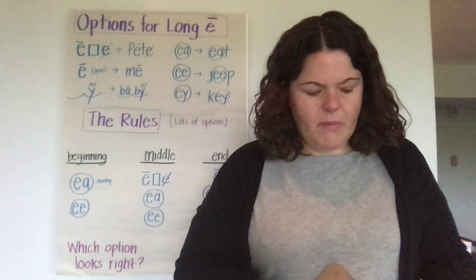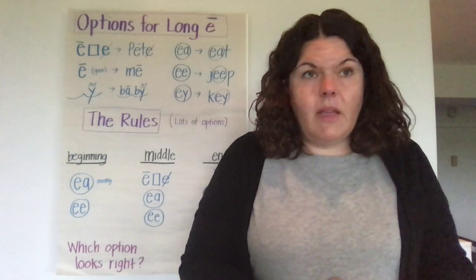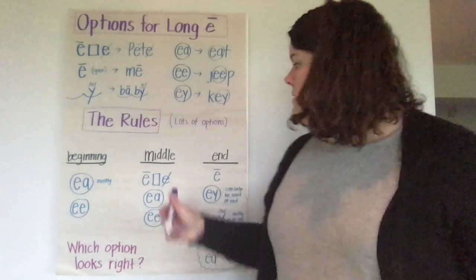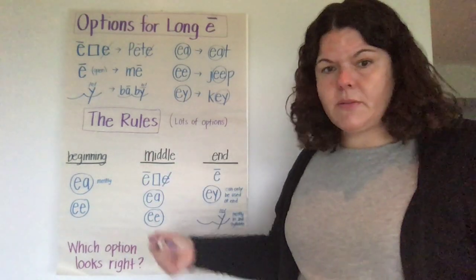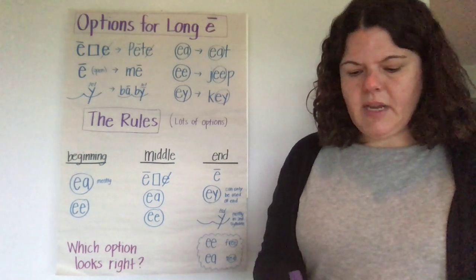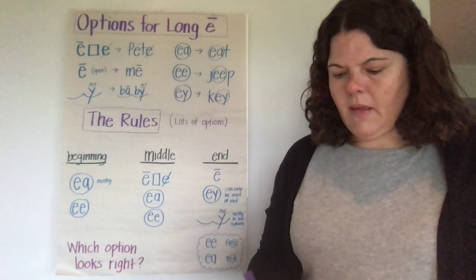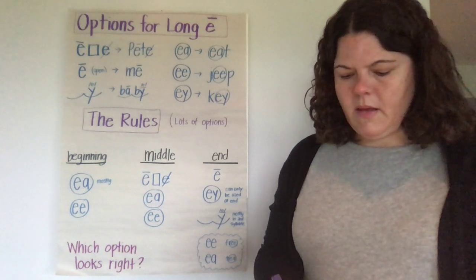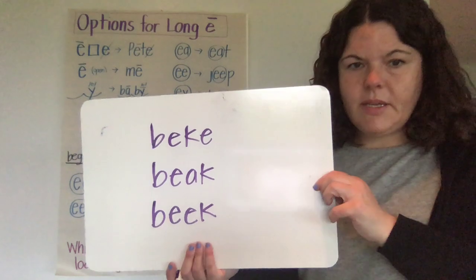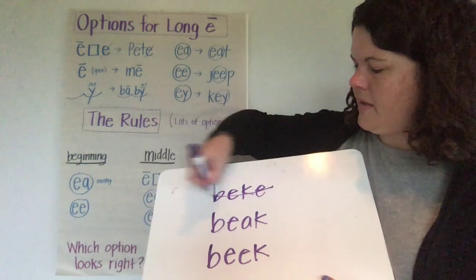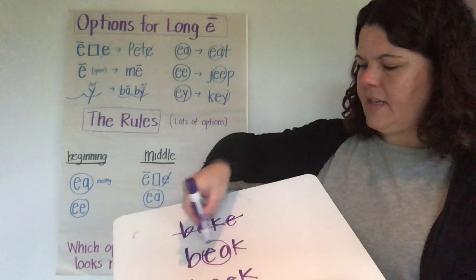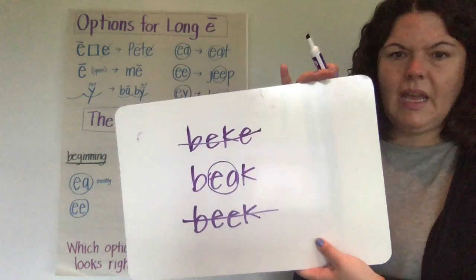So for example, let's talk about a beak, like the beak of a bird. I hear b-e-k, beak. So I know I'm going to use one of these 3 options. If I don't know how to spell it, I'm going to try all 3. Now, which one looks right to you? I know it's not this one. I've not seen that word. And now I'm realizing that it is B-E-A-K.